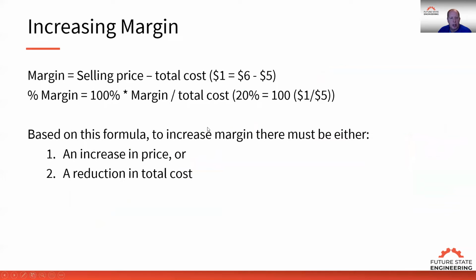So if I take this model and I look at the margin, the margin is the selling price minus the total cost. In this case, we're selling it for $6. So our margin on the product is $1 because our break-even cost is $5 and we're selling it for $6. So what's that in terms of percents? We just take the 1 divided by the cost of 5 times 100%. So our margin is 20%. So therefore, in order to increase margin, we must either 1, increase the price or 2, reduce the total cost.